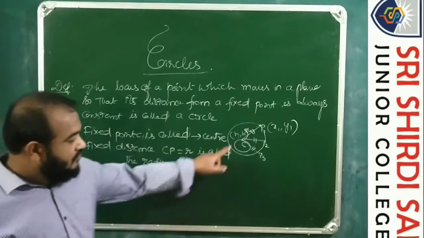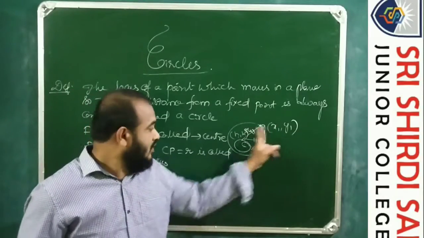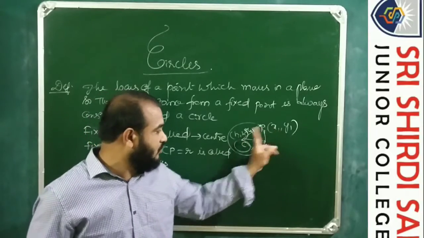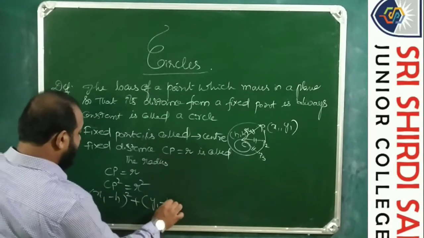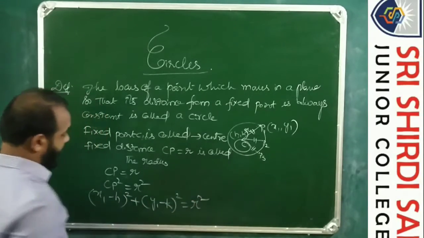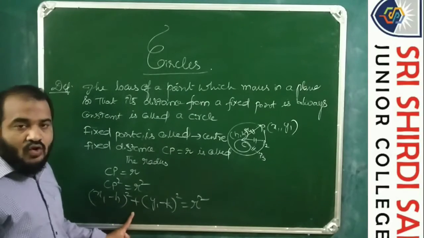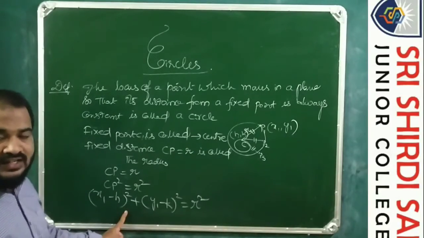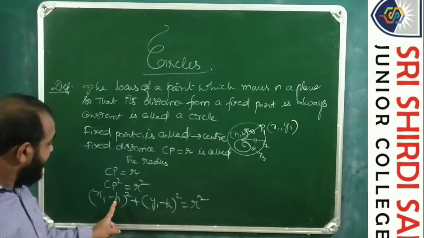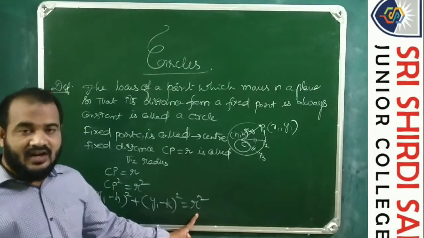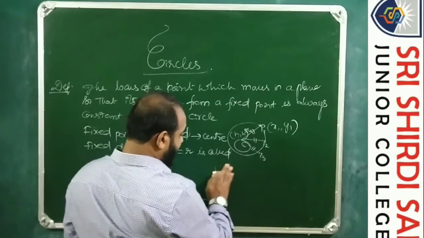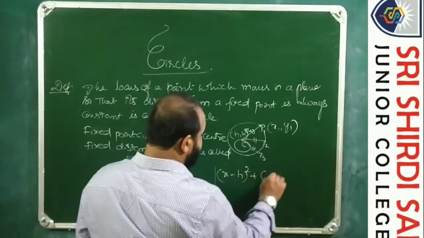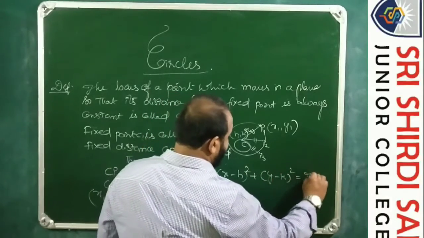CP is the distance between the two points P(x1, y1) and C(h, k). So the distance is (x1 minus h) whole squared plus (y1 minus k) whole squared equals R squared. This is called the equation of a circle in its central form, when center C(h, k) and radius R are given. Therefore the locus of point P(x1, y1) is (x minus h) whole squared plus (y minus k) whole squared equals R squared.